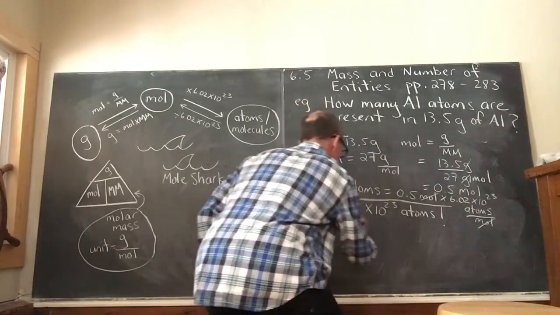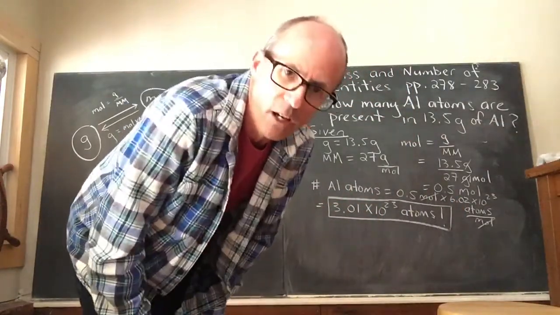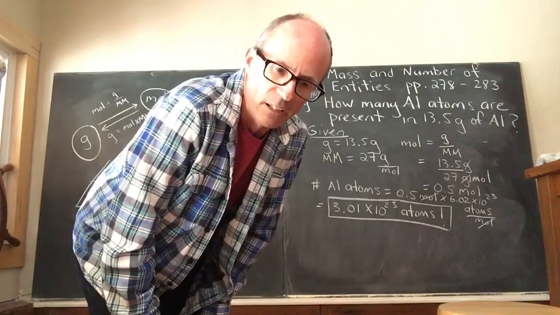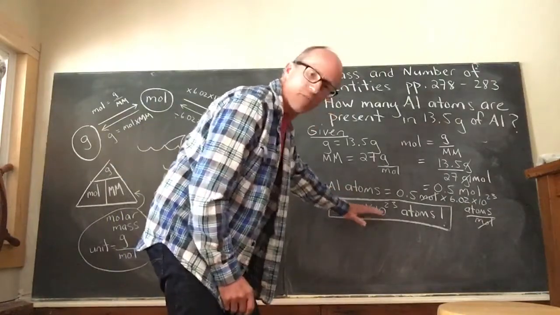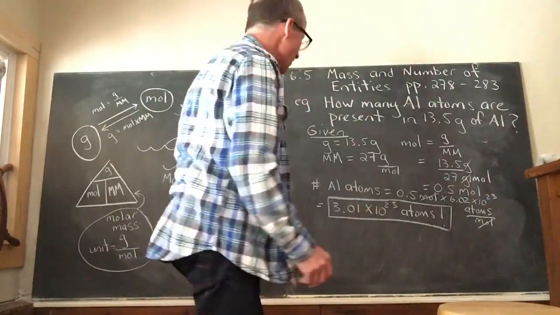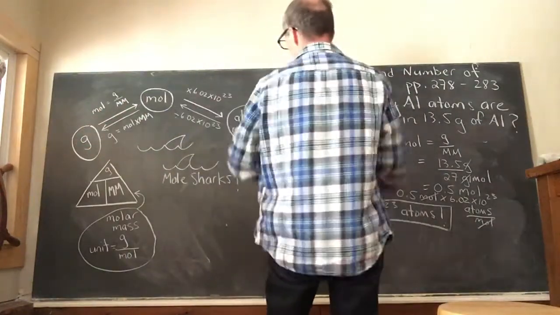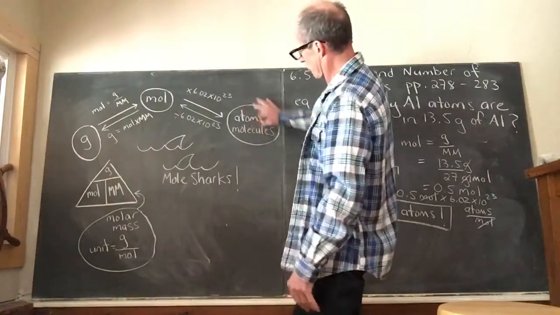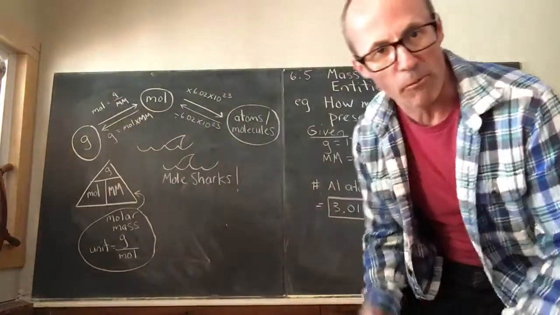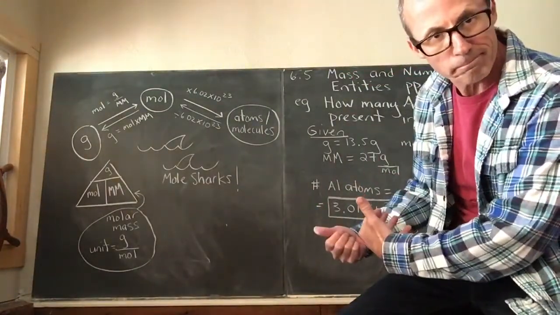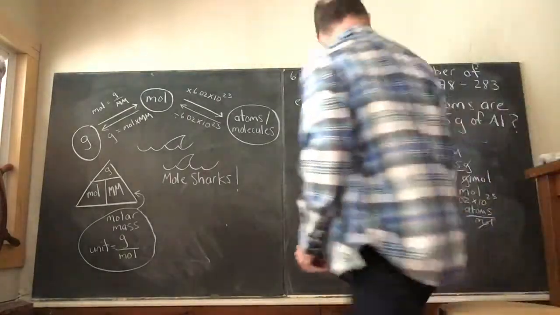Now, you don't want to trust short chemists, so use your calculator. Try to go through it like I showed you to verify that answer. But this will be our answer for the atoms of aluminum. And that's allowed us to go from mass land over here through mole land and to atoms, because we know the mole sharks will not allow us to go from grams to atoms directly. So that's our first example. Let's look at another one.